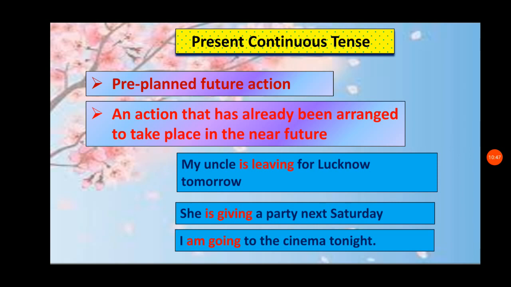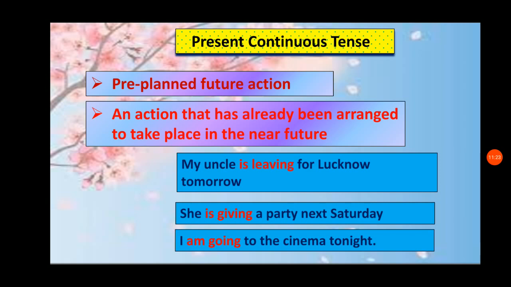Next, the pre-planned future action. Already we saw the same situation in the present tense. What is the difference between the both? The pre-planned future action. So pre-planned in the simple present tense, it would take for a long time. Before 6 months, before 1 year, like that. The plan would be permanently scheduled. Okay, but here without a schedule, you would have planned. That is pre-planned future action.